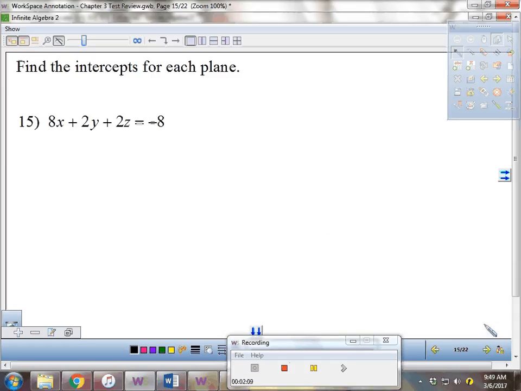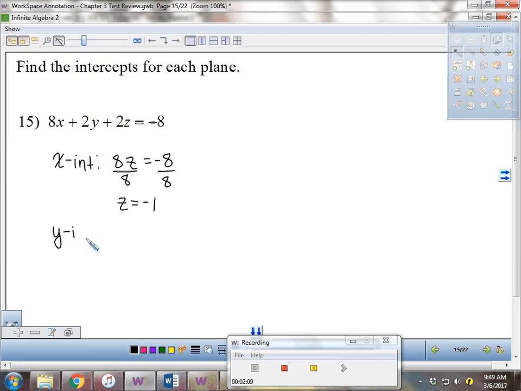All right, so now we're finding intercepts. So remember that if you're finding an x-intercept, that means you'll plug 0 in for y and z, which means that 2 times 0 is 0, 2 times 0 is 0. These two drop off completely. So I'm always going to be left with just the term that has the x. So I'll divide by 8. That makes x equal to -1.